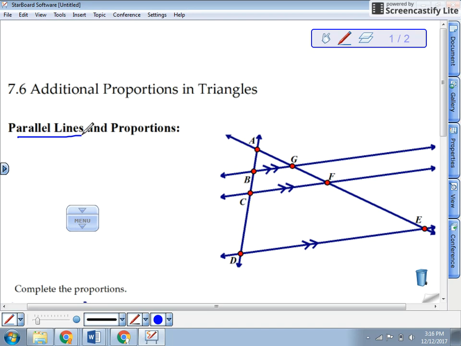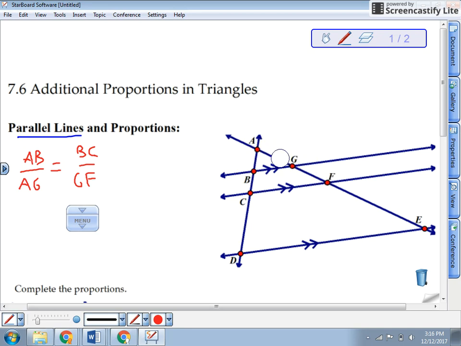So one example, we could go AB, going kind of left to right. AB is to BC, which is this segment right here. Well, what segment's on the right side? On the right side, AG is to GF. That's one way to set that up.